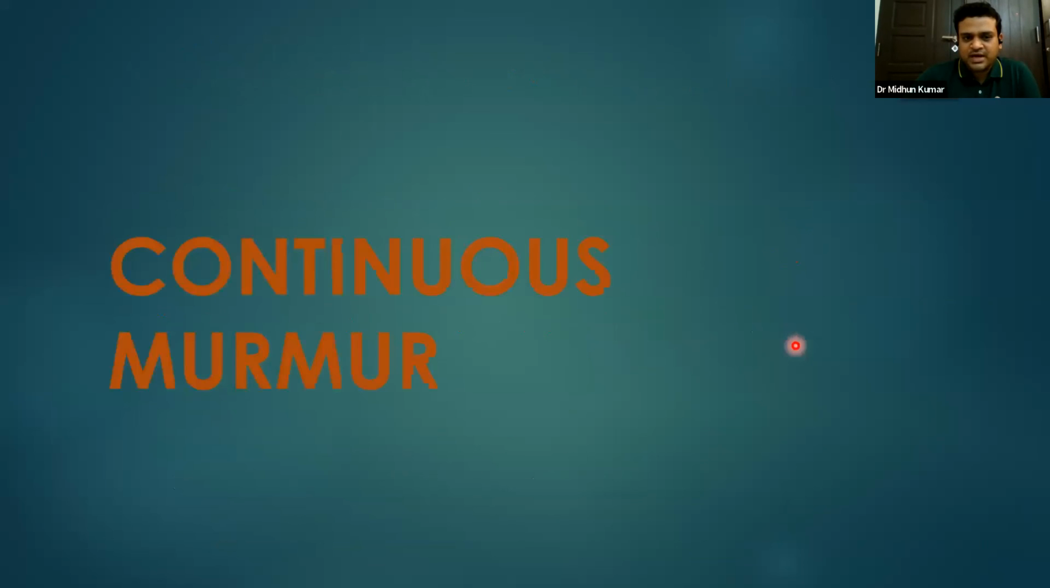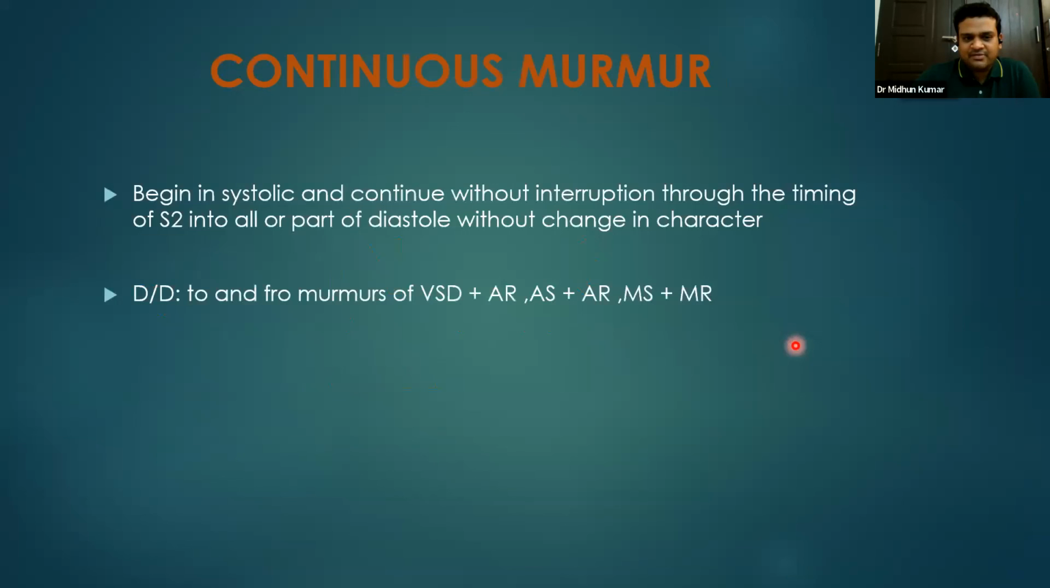With just a few continuous murmurs we'll see, and then we'll wind up this session. As I already said, the continuous murmur will begin in systole and continue without interruption through the timing of S2, and it need not extend throughout the period. It has to just engulf the S2 and spill over into diastole. The basic difference is it starts in systole, engulfs the S2, and then spills over into a part of diastole.